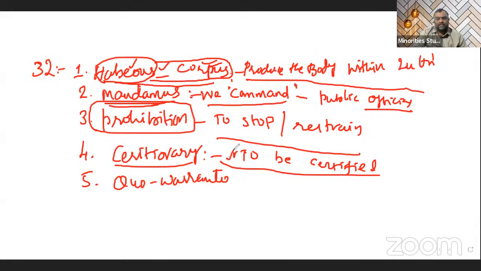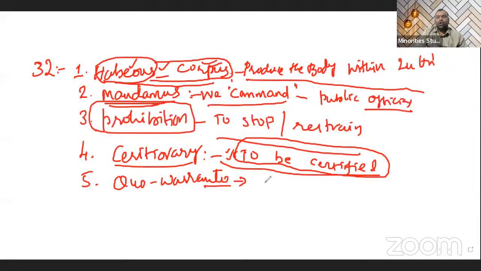Okay, in the middle of the case, the court tells the lower court that you are exceeding your jurisdiction. This does not come under your jurisdiction. So it means the court issues certiorari to the lower court to move the case to the higher court. This is called the certiorari.